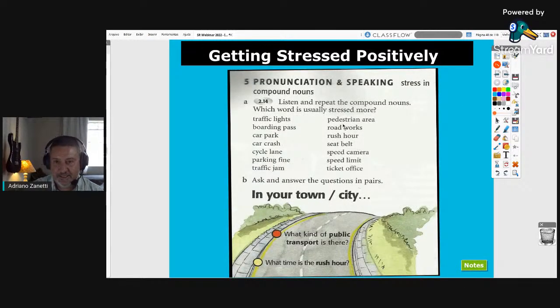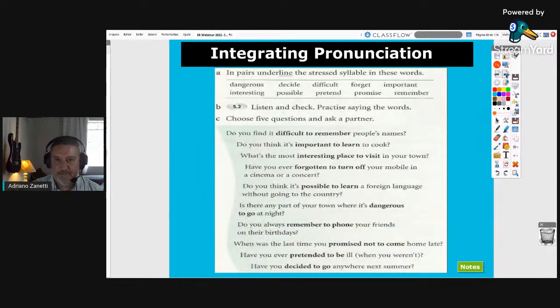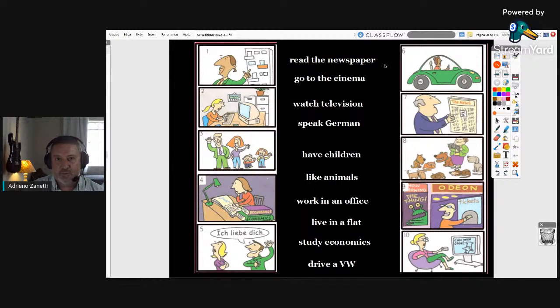Working with chunks, compound nouns: traffic lights, boarding pass. Usually we tend to stress the first word rather than the second: traffic lights, boarding pass, car park. Working with chunks and then matching activities, and always getting the intonation, as opposed to saying read the newspapers. It's not natural. Read the newspaper. And working with the melody, with the rhythm and everything.